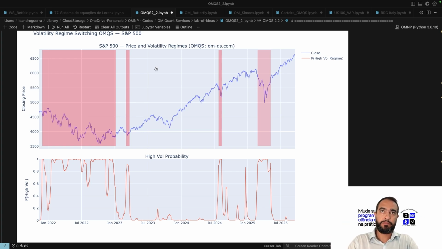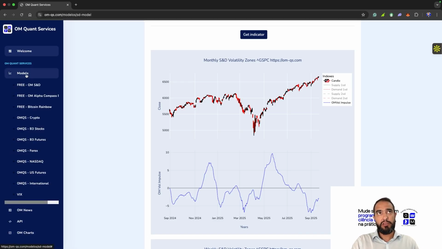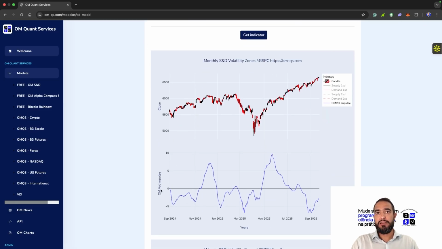Let me show you something. And this is fully available for you to check for free at om-qs.com. You come here in models, OMSND, and then when you put your preferred asset over here, you will get the volatility impulse from the outspoken market. This is a translation, or better said, a reading of the market shifts in volatility in a way that is quite easy to understand.